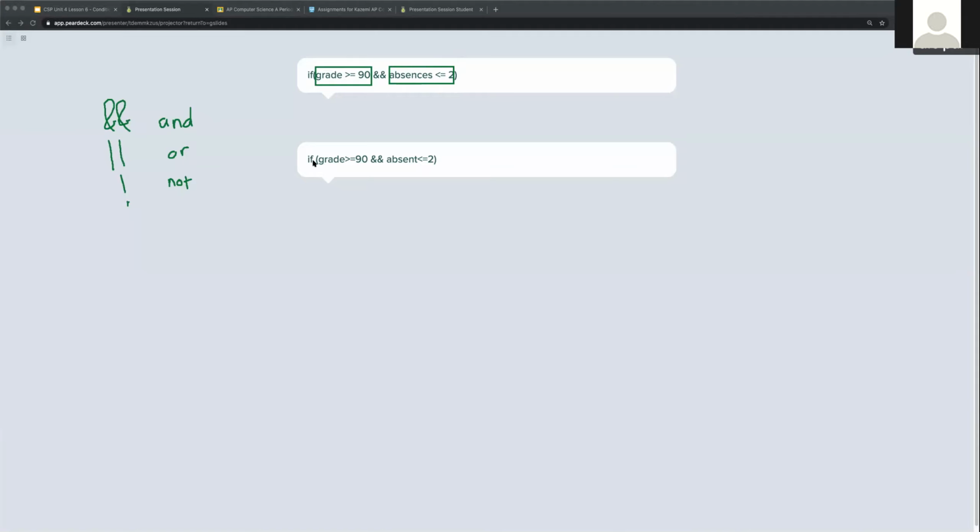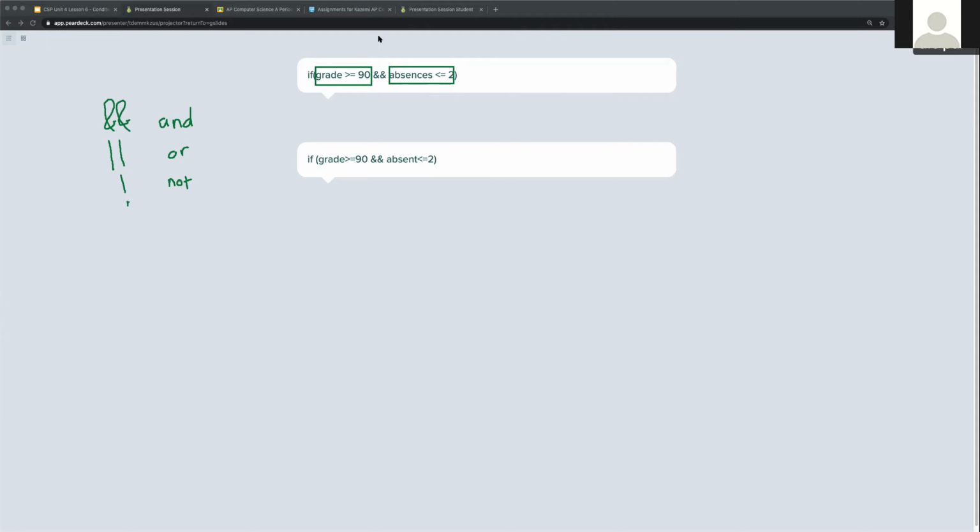So that works. And then I noticed this person added their if in there. Perfect. This works as well. Just got a little bit of a different variable name, just absent instead of absences. That works too. Notice that it is less than or equal to, right? Because it was no more than 2, right?